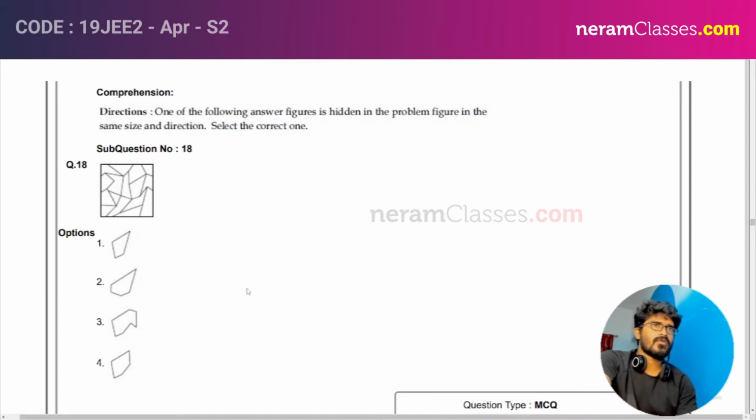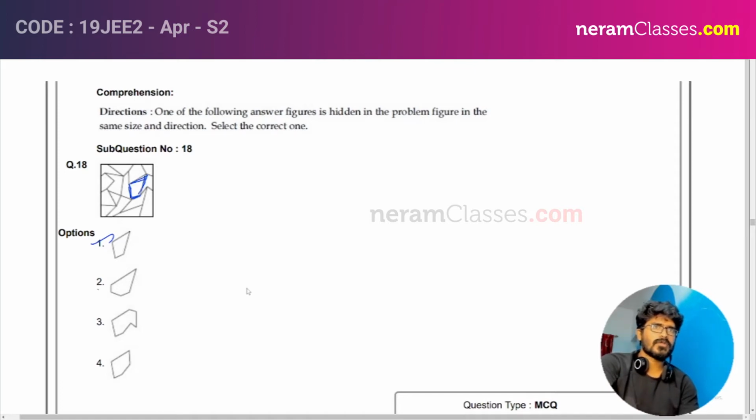Question number 18. One of the following answer figures is hidden in the problem figure, same size and direction, select the correct one. That is, we need to find out which of the following options is there inside this composition. Option 1 is the right answer. We can find this shape here. So this is matching perfectly with option 1.